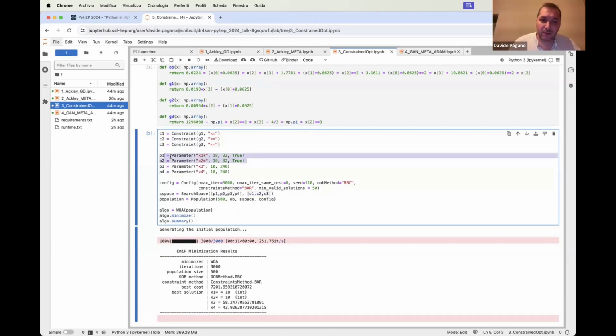One last note about here. The parameters x1 star and x2 star are integer, and this is specified by passing this through a Boolean here. By default, it's false, which means that it's not integer constrained. Here, I set it to true, so it's integer.